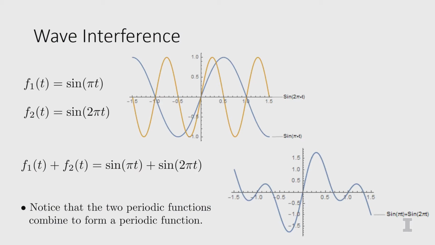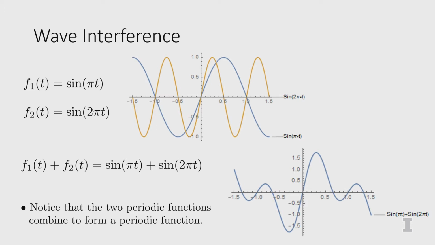Okay. So the next idea we need is something that, again, is very intuitive. It's this idea of wave interference. Suppose that you have 2 sine functions here. Here's sine pi t, here's sine 2 pi t. And I'm going to draw the graphs together. This is the sine 2 pi t, and the blue is sine pi t. I've taken these two functions and graphed them simultaneously on the line.